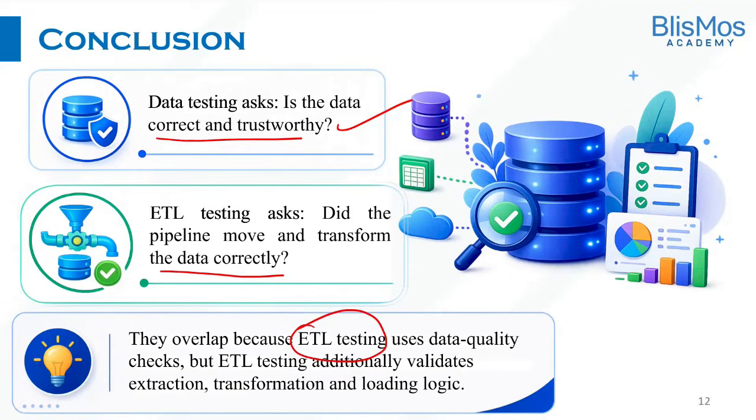To take an analogy, think about a food delivery order. Data testing checks, is this the correct food? ETL testing asks, did the restaurant prepare the correct food? Did the delivery process work correctly? Did the right order reach the right customer? Same final objective, but a different scope of validation. And that is the simplest distinction between data testing and ETL testing. One validates the data, the other validates the journey of the data as well.